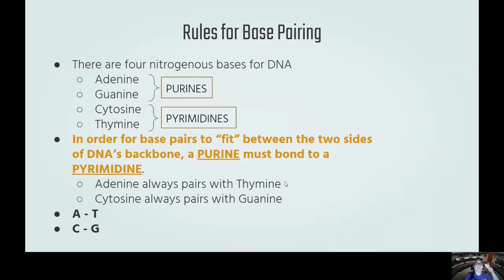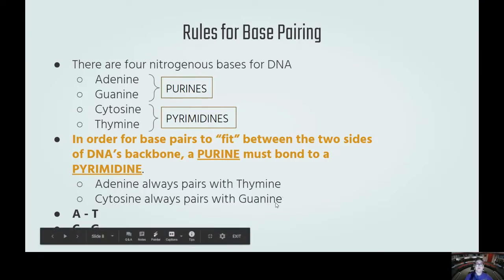So we have two kinds of nitrogenous bases. We have the purines and the pyrimidines. The purines match with a specific pyrimidine. They can't fit with anything else. They can't fit with each other. And so a purine must bind to a pyrimidine, but it has one specific one that it has to bind to. For adenine, that's thymine. For cytosine, that's guanine.